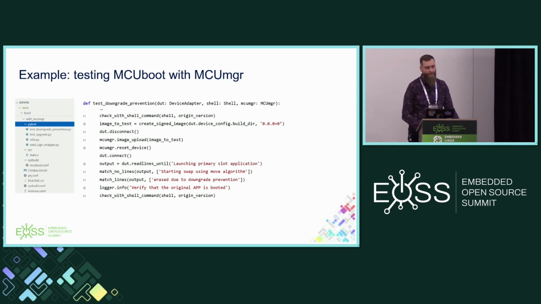And this is an example of test downgrade prevention. This is only a couple of lines out of the test. It's not the full test. And again, I'm going to focus on what it uses: the device adapter, the shell, and also the MCU Manager. The MCU Manager fixture is also defined in the top level for you.